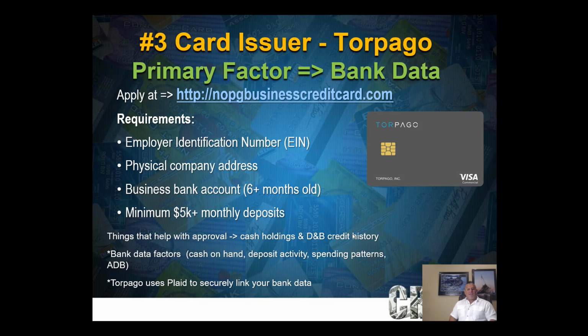All right. Now, let me just give you some tips that are going to help you with approval with this particular card. If you do have some cash in the bank, that's good. And you have a D&B credit history. If you have a Dun & Bradstreet credit report already established, that's going to further help you potentially qualify for this card. They look at your cash that you have on hand, deposit activity, spending patterns, etc. They use Plaid to securely link your bank data. All right, so you can Google Plaid to see the security, because some of you may be apprehensive. Well, I don't know about connecting my business bank account. Is it safe? Just look up Plaid for that technology and how many lenders out there are using that to underwrite without all the paper trail, etc.